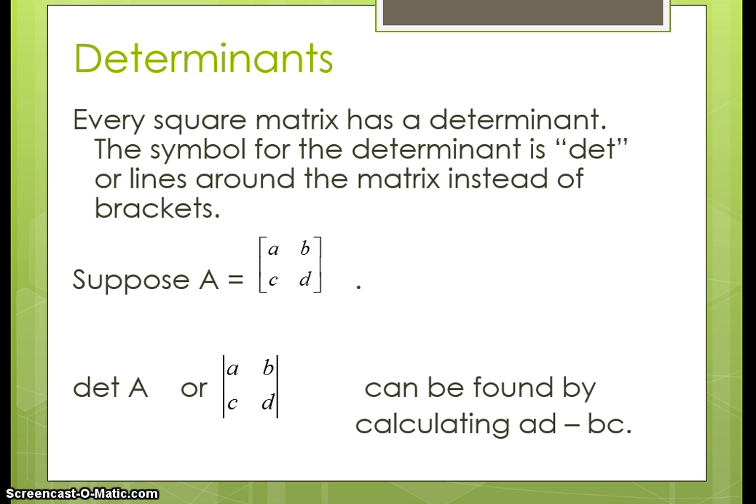So first off is our determinant. Every square matrix has a determinant. Note where it says square. The symbol for the determinant is just DET, or lines, almost like absolute value lines around the matrix, instead of brackets like normal. To find your determinant, you do AD minus BC. So you multiply those two numbers, multiply those two numbers, and subtract.